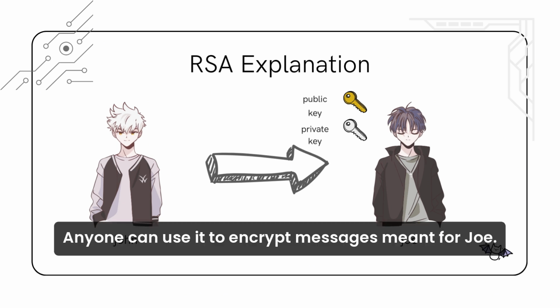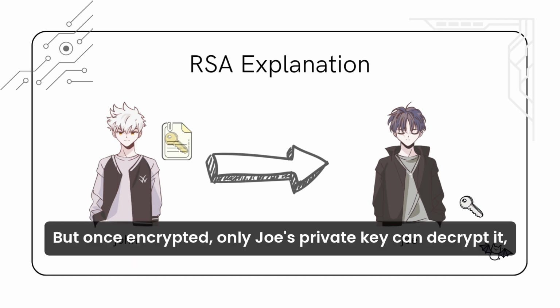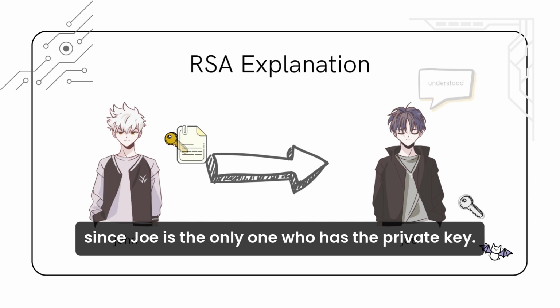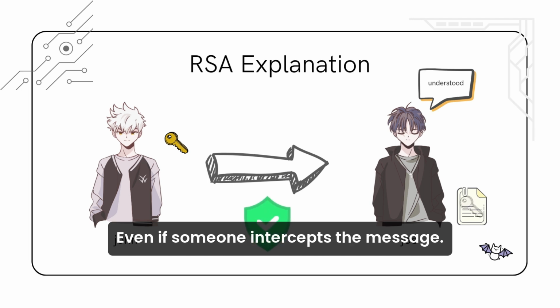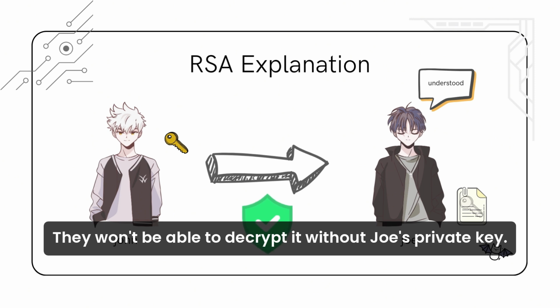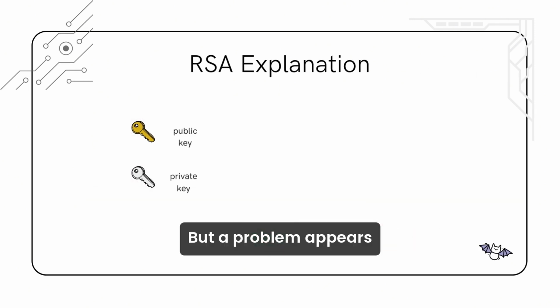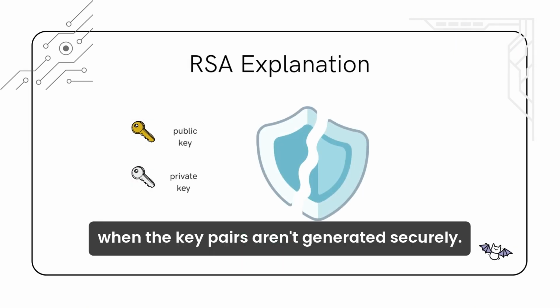Anyone can use it to encrypt messages meant for Joe. But once encrypted, only Joe's private key can decrypt it. Since Joe is the only one who has the private key, only he can read the message. This way, even if someone intercepts the message, they won't be able to decrypt it without Joe's private key. But a problem appears when the key pairs aren't generated securely.